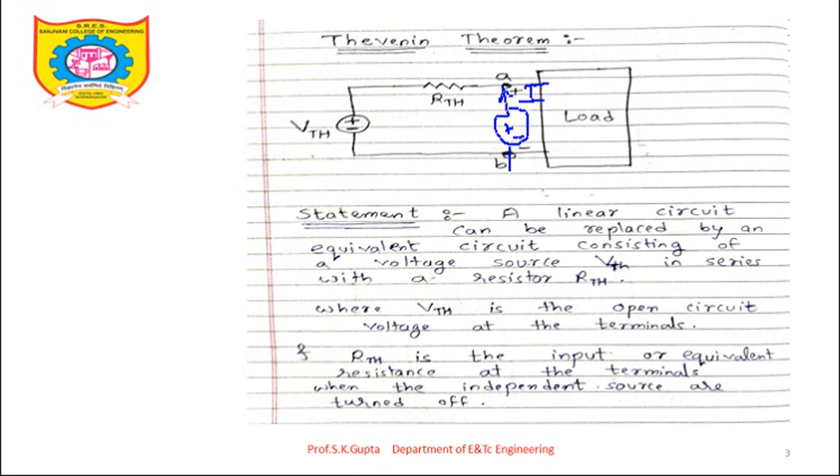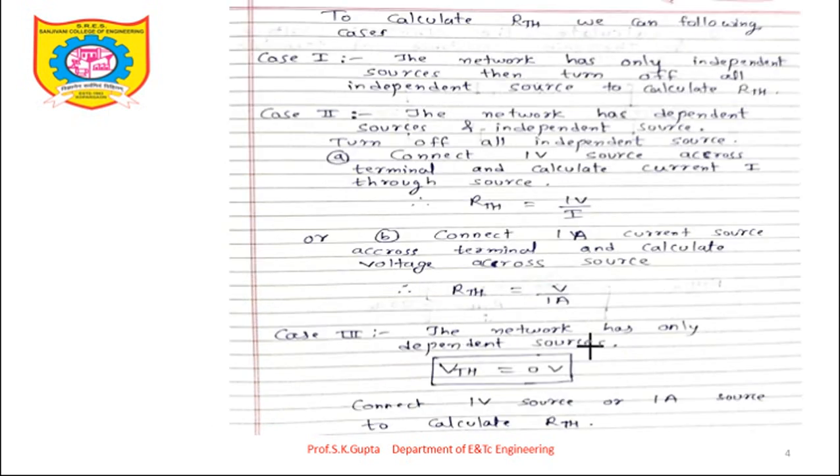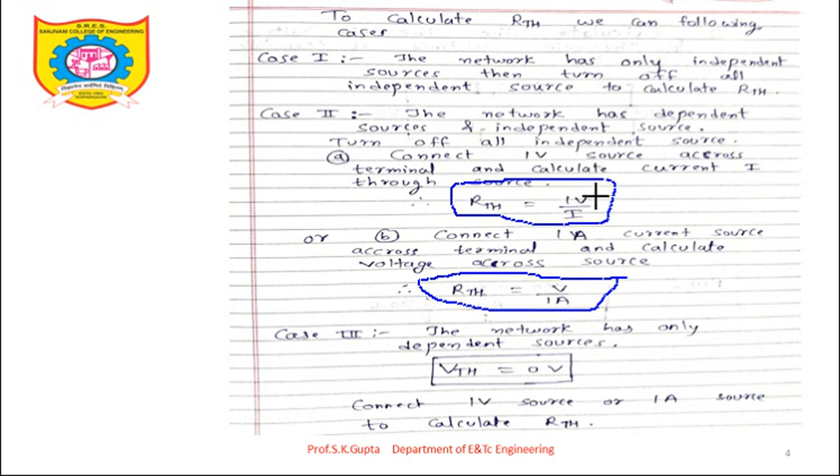Or we can connect a 1 ampere source between terminals A and B, and we will calculate the voltage across this source by using KVL and KCL, and then RTH is given by V upon 1 ampere, or RTH is given by 1 volt upon I. It is your choice. Either you can connect a 1 volt source and calculate the current, or you can take a 1 ampere source and calculate the voltage, and then after that you can calculate the value of RTH.